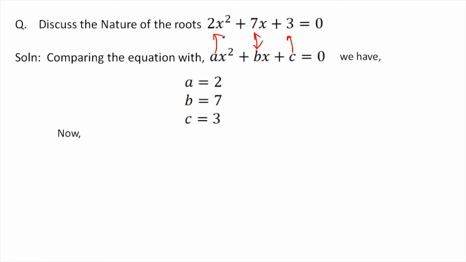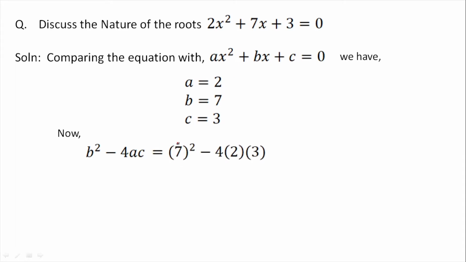Now we have to find b square minus 4ac. So what is b square minus 4ac? B is 7, so b square will give us 7 square. 4 is 4, a is 2, and c is 3. We'll replace the values and we'll get something like this. B square is 7 square, 4a is 2, and c.